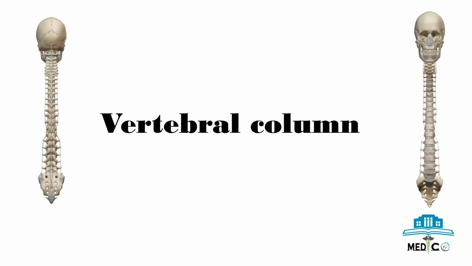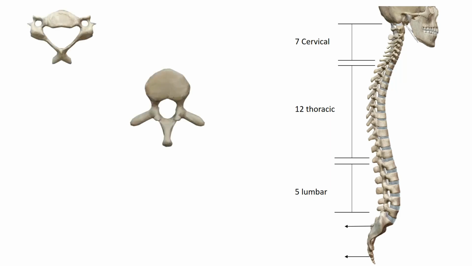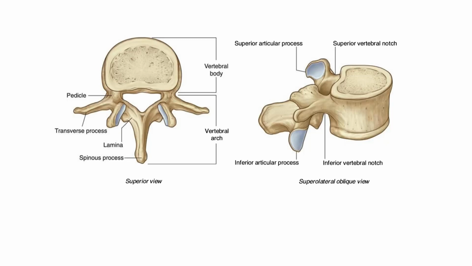Today I want to explain everything you need to know about the vertebral column. Totally we have 33 vertebrae, which divide into 7 cervical, 12 thoracic, and 5 lumbar. Also we have 5 sacral and 3 to 4 coccygeal. Each vertebra has two parts. The first one is the vertebral body. It bears the weight of our body, and between these vertebral bodies we have cartilage called the intervertebral disc.